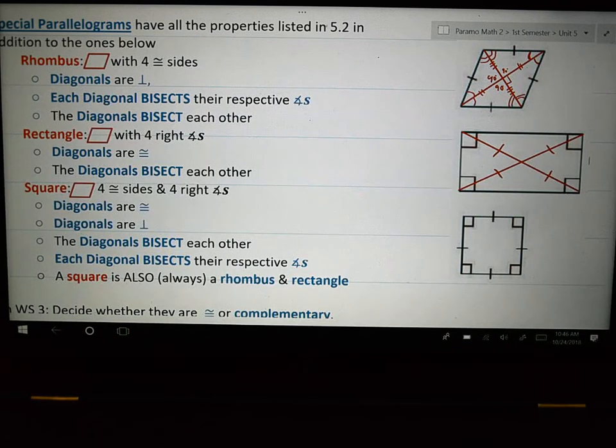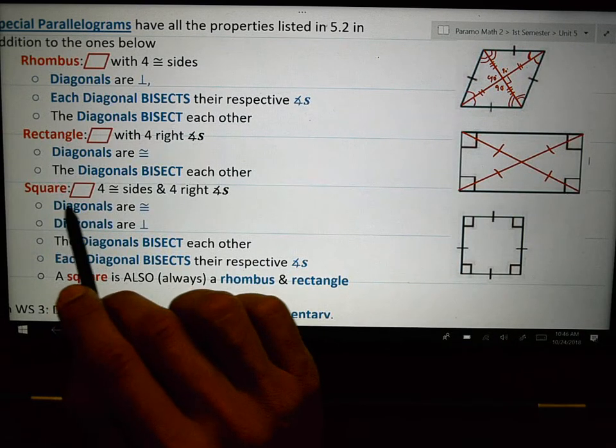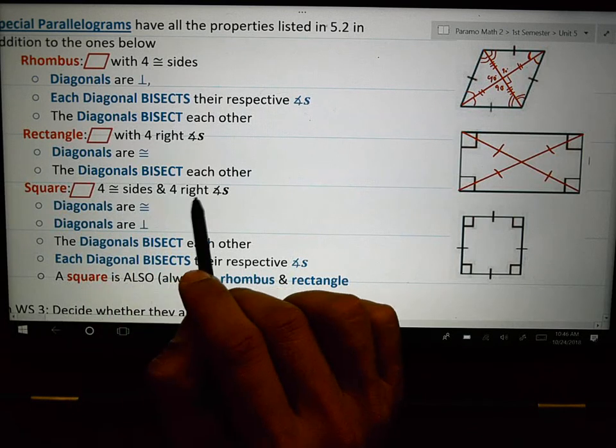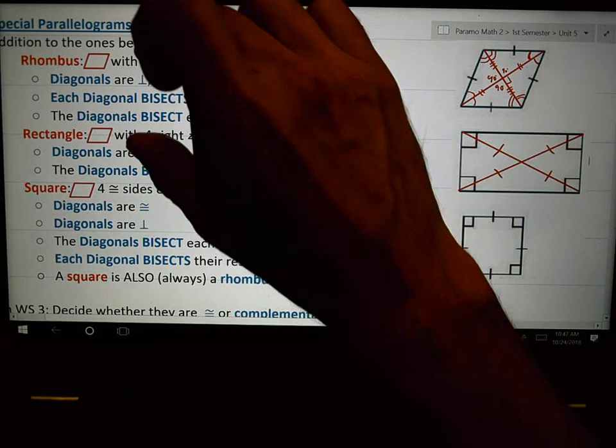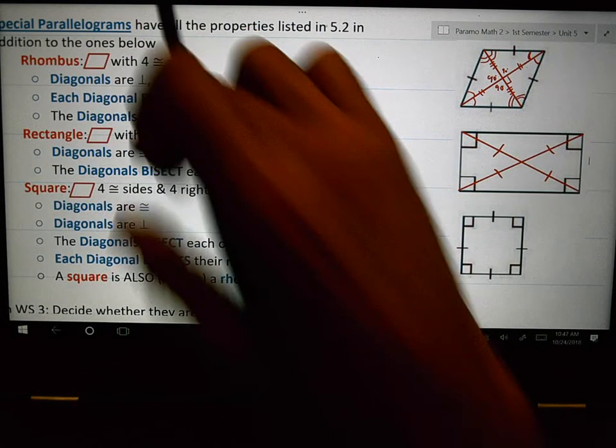The last one is the square, and the square has four congruent sides and four right angles. It's kind of like the child of these two things together. You had a rhombus, the rectangle, they got a little funky, and then they came out with this. It's a little mixture of mom and dad, right? It has 4 right angles and it has 4 congruent sides, and so it's going to have some of the same properties of these and these.